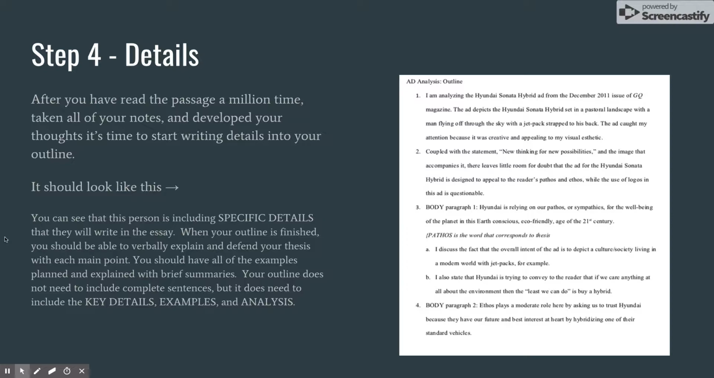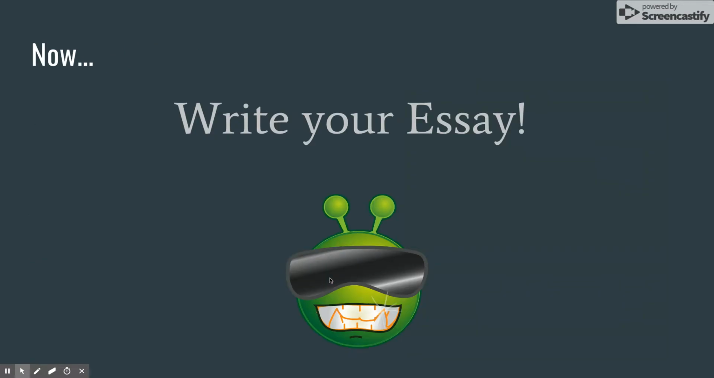When your outline is finished, you should be able to verbally explain and defend your thesis with each main point. You should have all of the examples planned and explained with brief summaries. Your outline does not need to include complete sentences, but it does need to include key details, examples, and analysis. Now, write your essay.